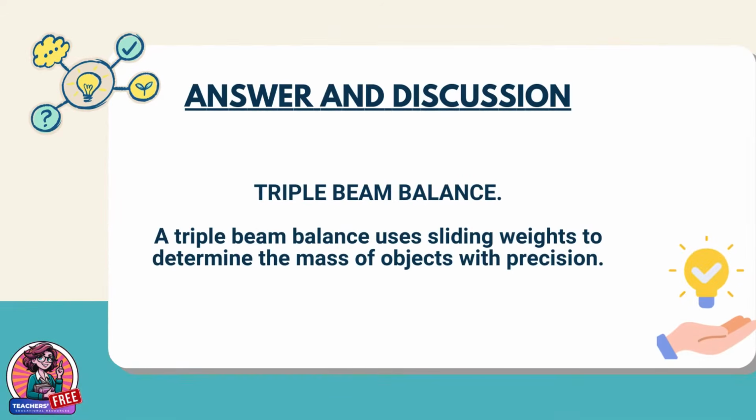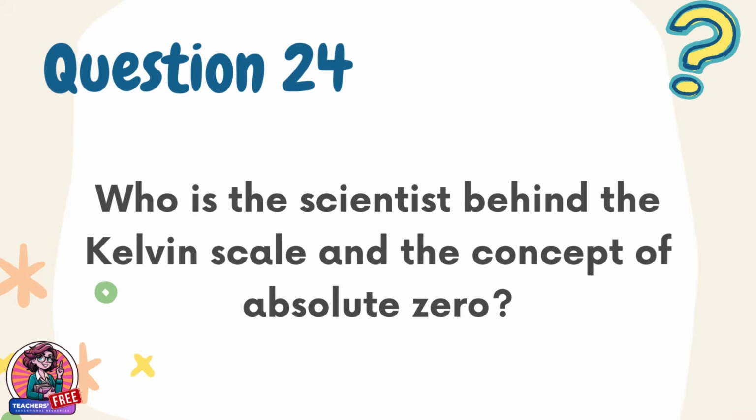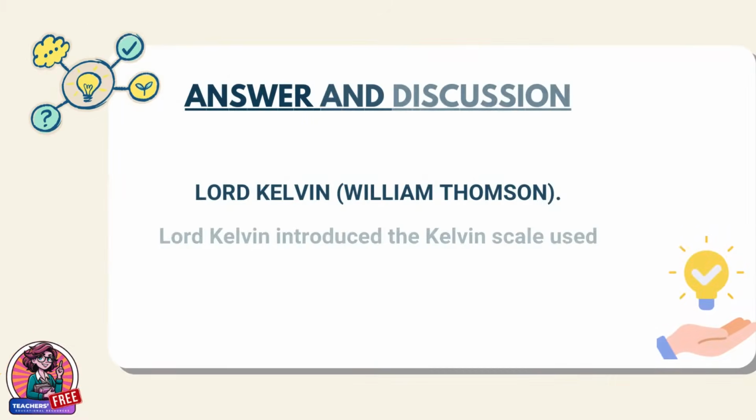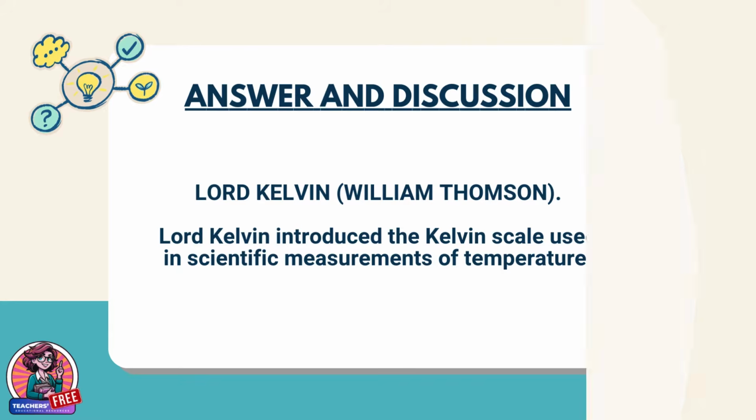Question 23. What balance has three movable weights for measuring mass? Answer: triple beam balance. A triple beam balance uses sliding weights to determine the mass of objects with precision. Question 24. Who is the scientist behind the Kelvin scale and the concept of absolute zero? Answer: Lord Kelvin, William Thomson. Lord Kelvin introduced the Kelvin scale used in scientific measurements of temperature.